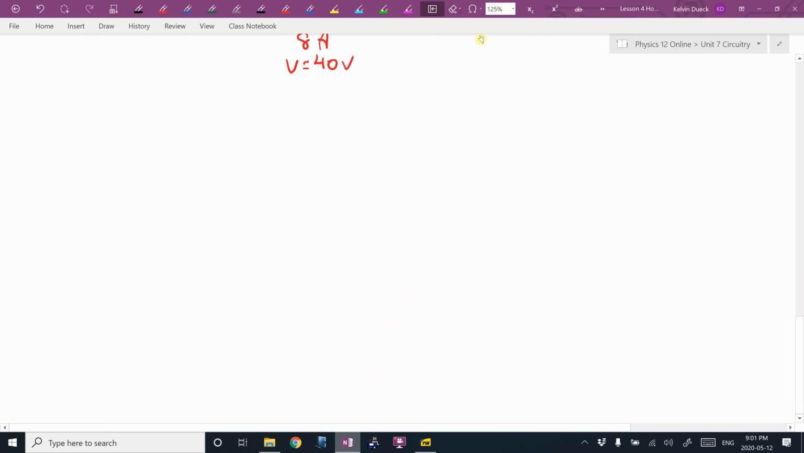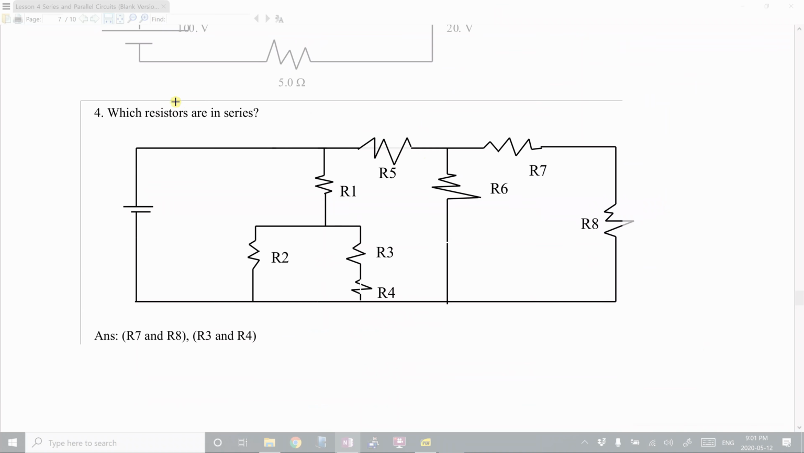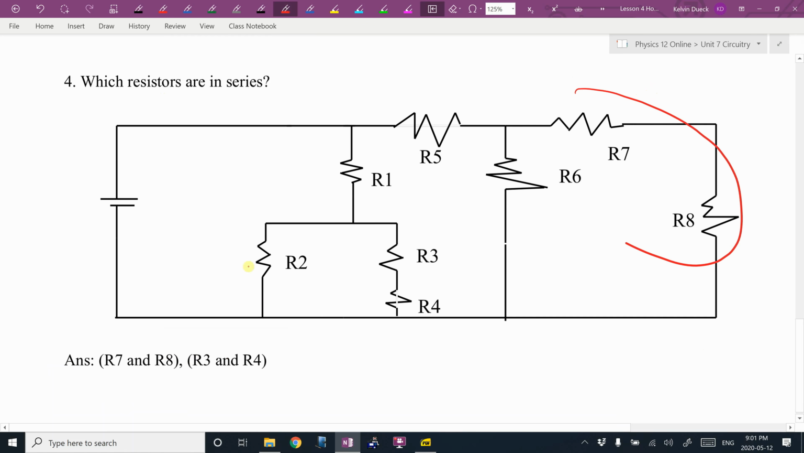Number 4. Which resistors are in series? If resistors are in series, that means there are no junctions between them. So definitely these two are in series with each other. These two are in series with each other. These two are not, because there's a junction between them. These two are not, there's a junction. These two are not, there's a junction between those two.